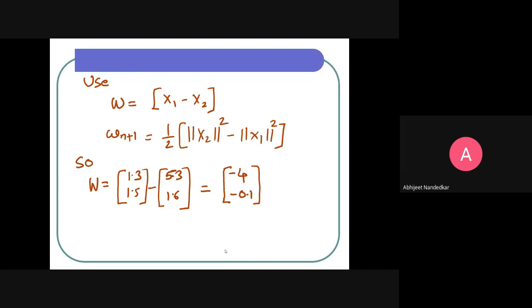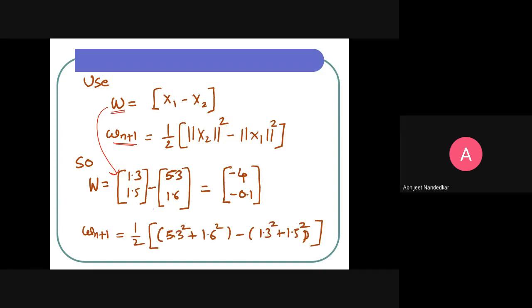Then we have to use the formula that we have derived already to compute the W vector. Now what is the W vector? It is x1 minus x2. So W is 1.3, 1.5 minus 5.3, 1.6. So that is minus 4, minus 0.1. So that you keep aside, and then you calculate this constant.